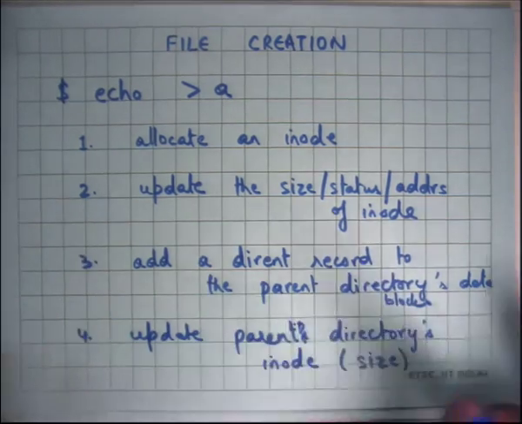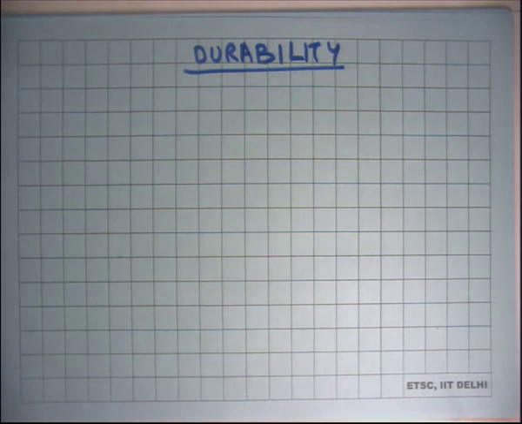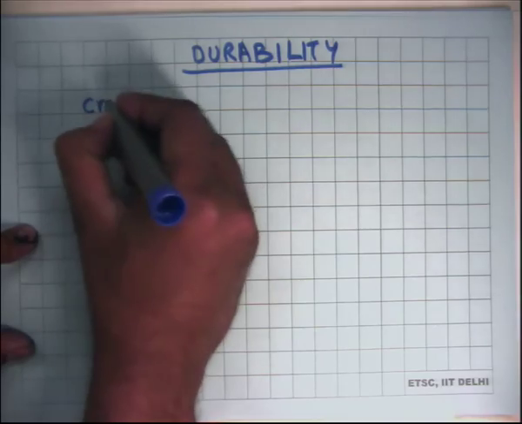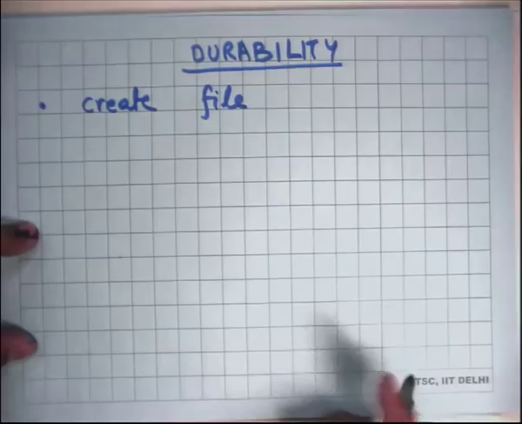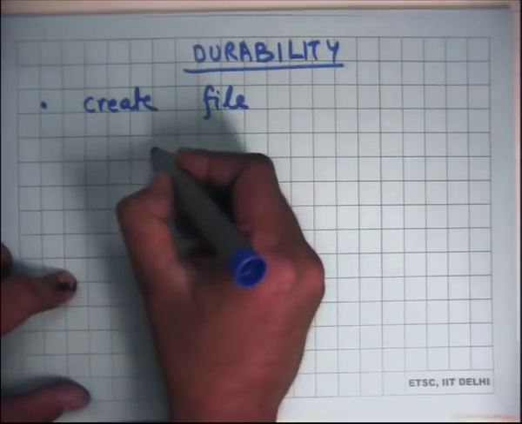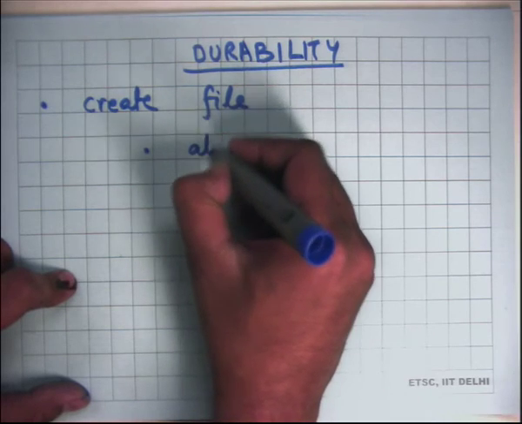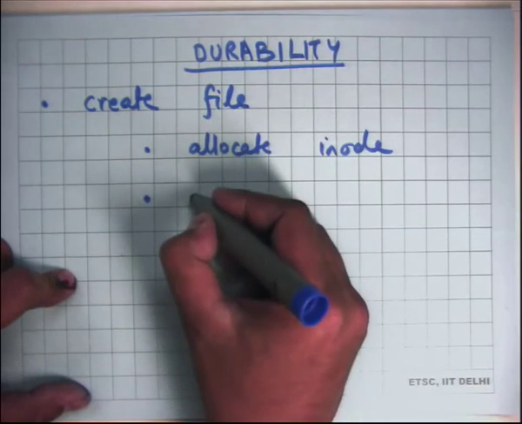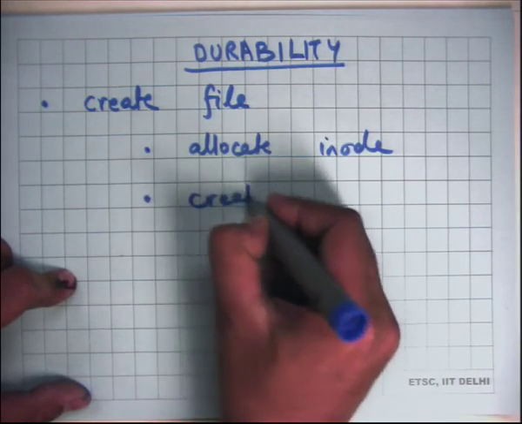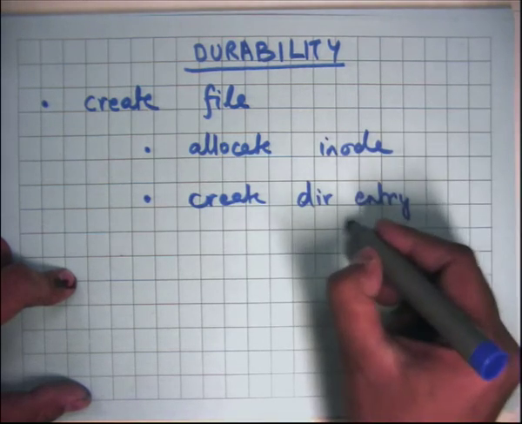Okay, so let's see what are some bad things that can happen. Let's say I'm creating a file. At the coarse level, there are 2 things I need to do. I need to allocate an inode, and I need to create a directory entry, which points to the inode.